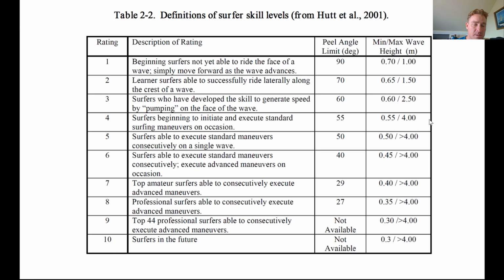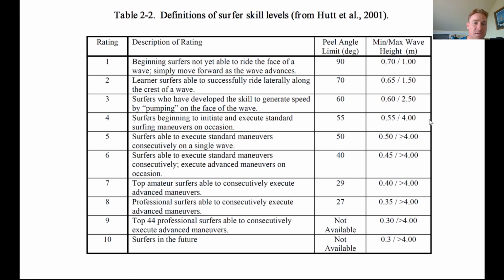A level 3 surfer is a surfer who has developed the skill to generate speed by pumping on the face of the wave. That's what we just talked about. So their peel angle limit is 60 degrees. They can't really go in waves a little bit faster than that, but they can ride smaller waves and larger waves. They said 0.6 meters to 2.5 meter size waves.